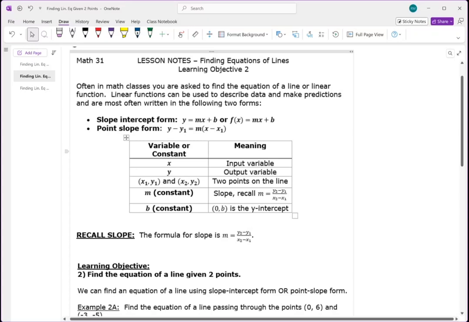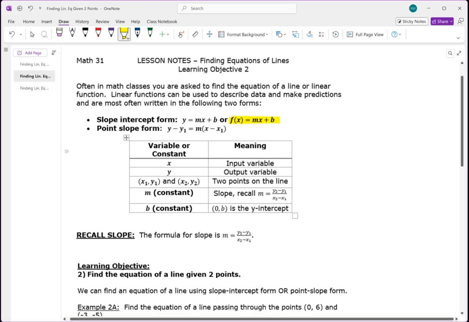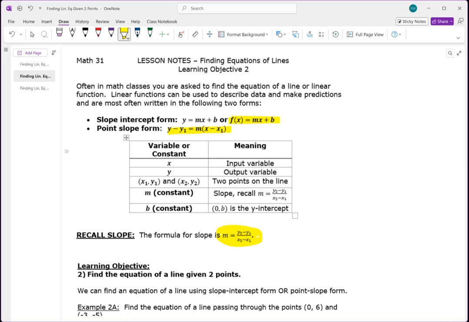Hello, Rochelle here. The purpose of this video is to continue our dive into finding equations of lines. In this case, we are going to be finding equations of lines between 2 points. So we do need to remember we have two equations: our slope-intercept form and our point-slope form. And we do need to know how to find the slope between 2 points.